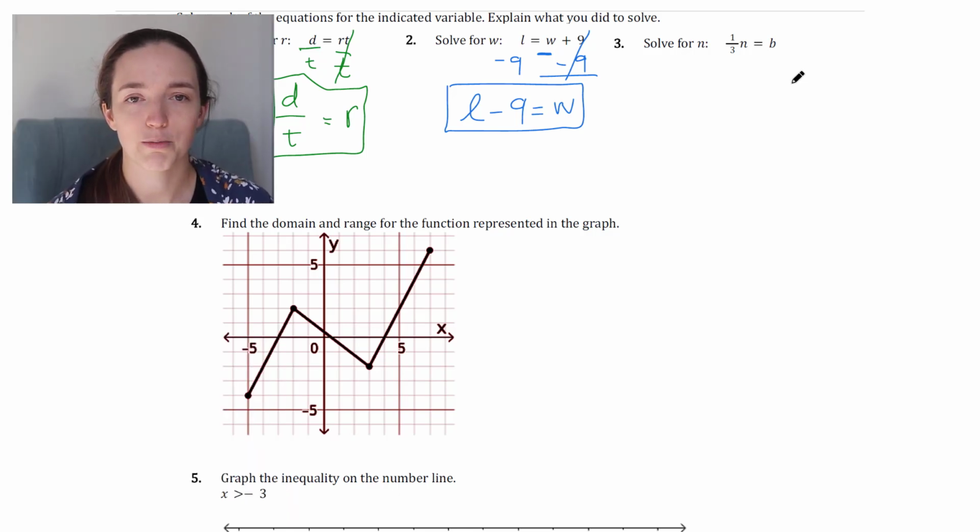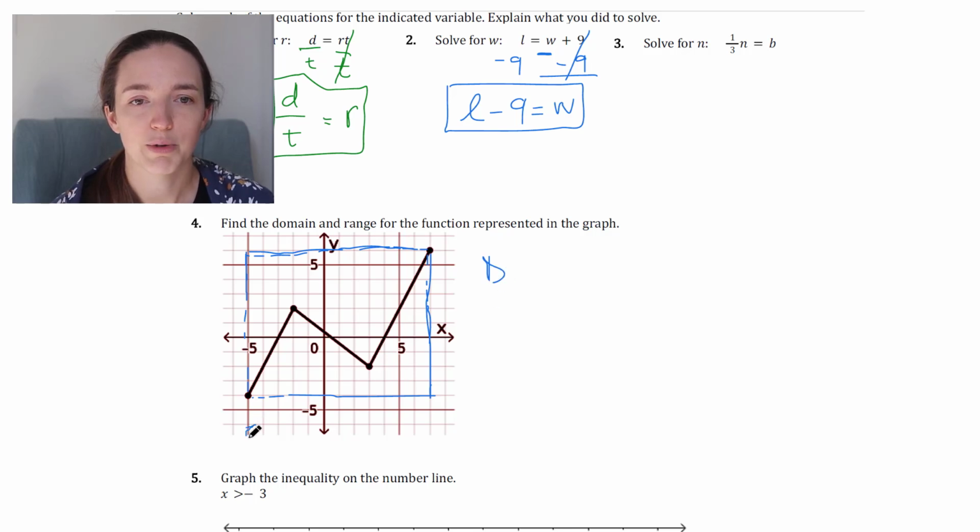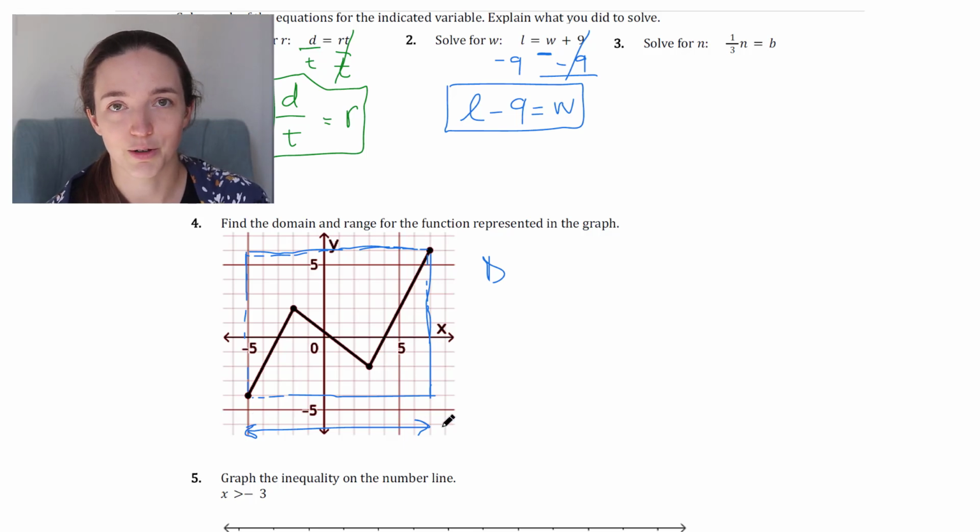Number 4, find the domain and range for the function represented by the graph. I'm going to start by drawing in that box that we did way back in Unit 3. So I'm drawing in a box that captures the entire graph, no extra space, but doesn't leave any of the graph out. Okay, remember domain goes from left to right. We want the point all the way to the left and then the point all the way to the right.